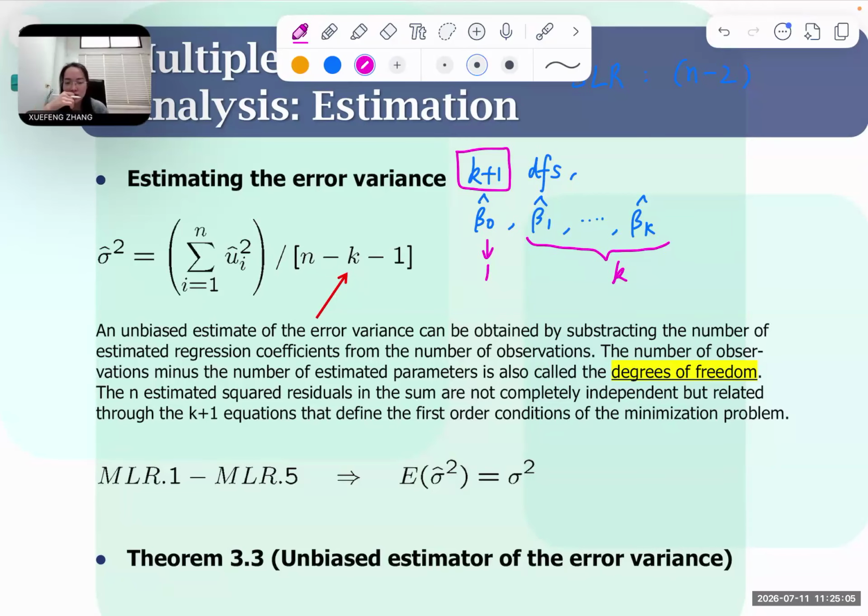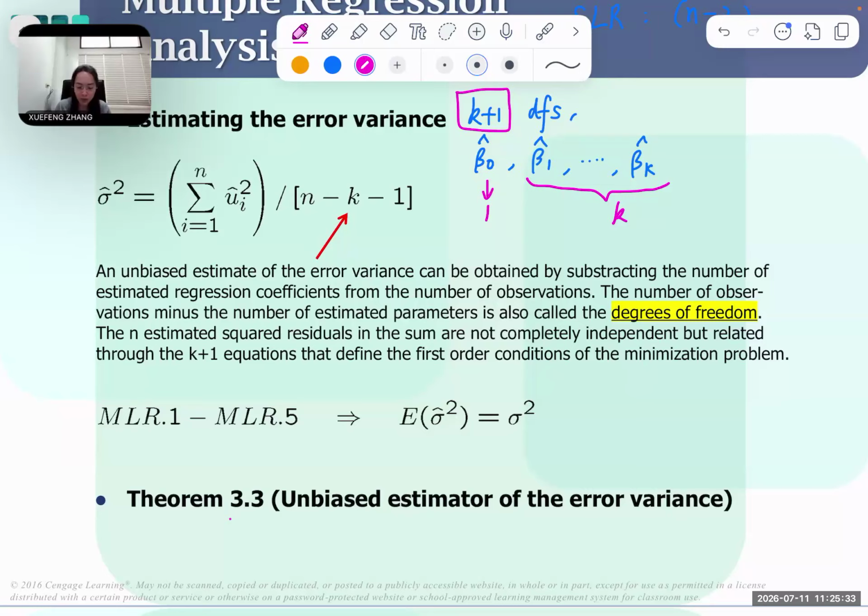Why not just divide it by n? I think I explained to you already. If we did that, our estimate of sigma square would be too small on average. Okay, so here it means biased downward, because we haven't accounted for the parameters we already used up. So dividing by n minus k minus 1 exactly corrects this.